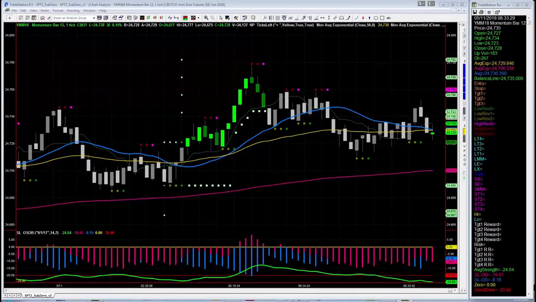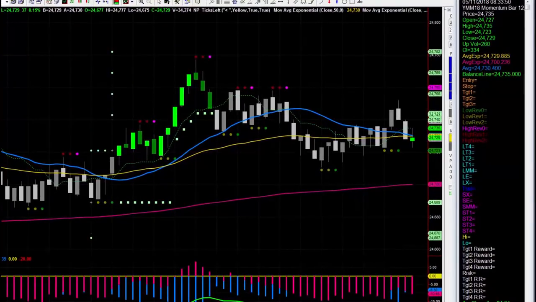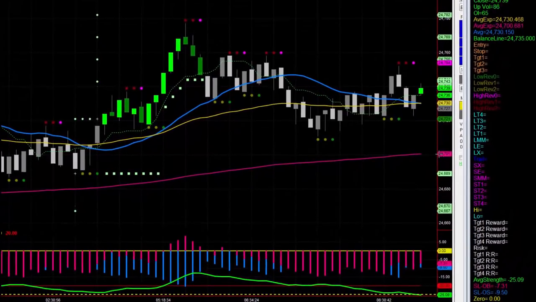All right, good morning, everybody. I have a possible SubZero trade setting up on the Dowie Mini this morning, and I thought I would just throw the recorder on and record the next trade with SubZero. It's a pretty simple system to trade.